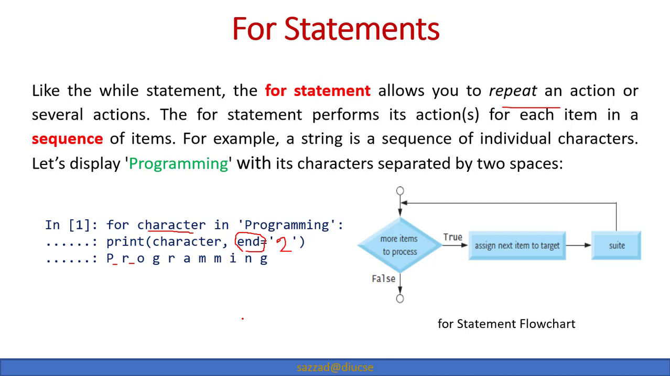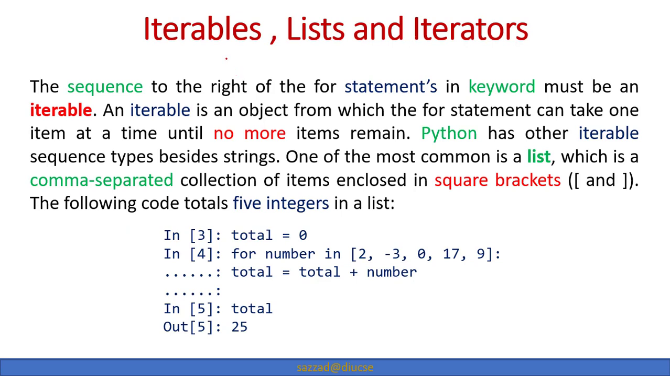So let's move forward. Now we are going to discuss iterables, or lists of iterators. That means there will be a list, and from that list the same process will be repeated over and over again until the list is finished. The sequence to the right of the for statement's in keyword must be an iterable. An iterable is an object from which the statement can take one item at a time until no more items remain. So it will take one item at a time and keep repeating until all the items from the list are finished.